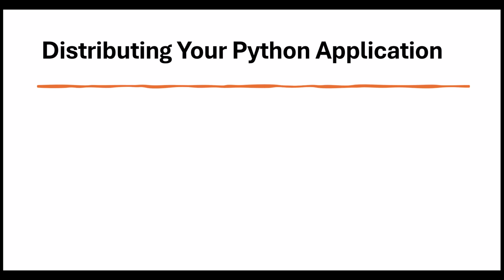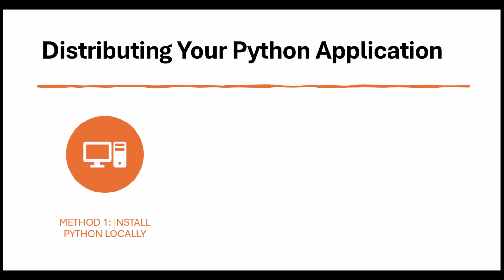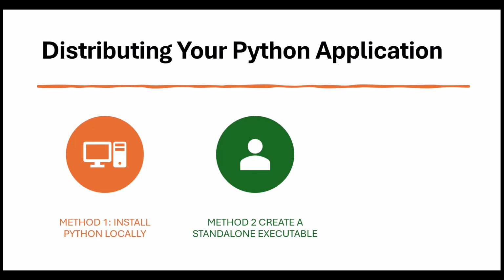There are a few ways to do it. Method 1. Install Python locally. The user can install Python on their machine, or you can provide a setup script to install the correct environment. Method 2. Create a standalone executable. You can package everything into an executable file so users don't need to install Python themselves, though these files can be large if they include many libraries.